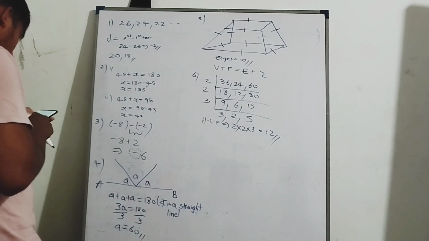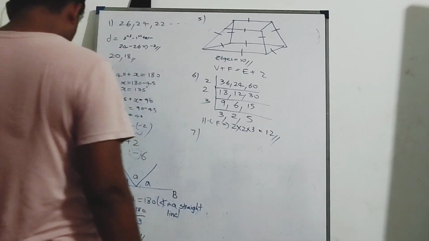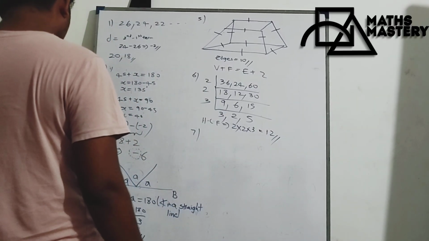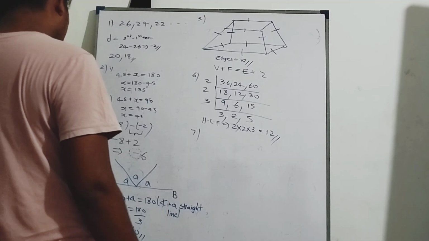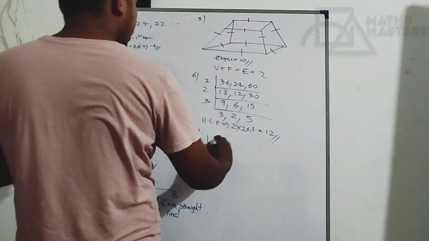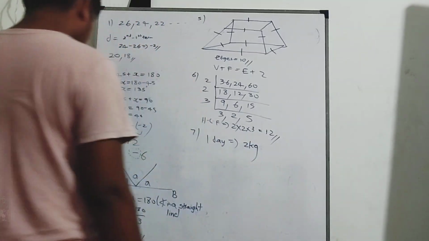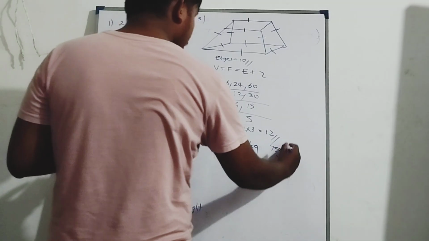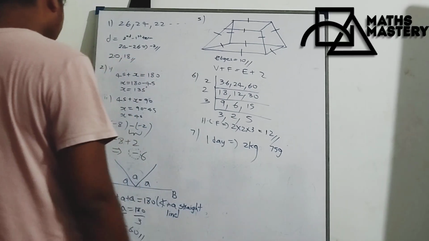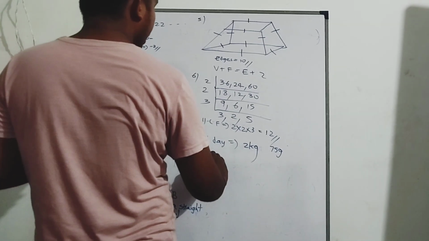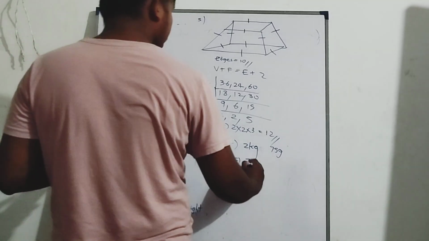Okay. Question number 7. In a certain house, 2 kilograms 75 grams of rice is required per day. Find the mass of rice they require for a week. Now see, for 1 day, students, they require 2 kilograms and 75 grams of rice. And they're asking to find the mass of rice they require for the week. Now 1 week has how many days, students? 1 week has 7 days.